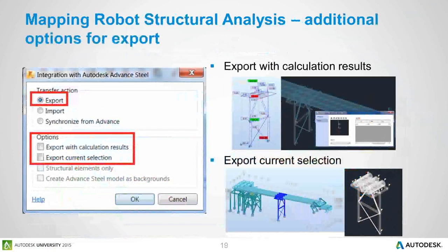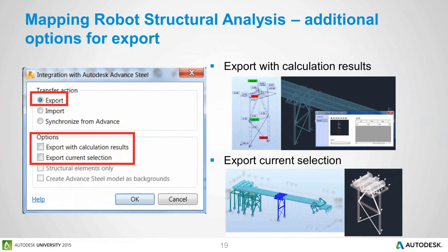The export with calculation results sends the model with stored results from Robot to an SMLX file. In Advanced Steel, it automatically creates nodes in the transferred model. These nodes contain information about supports, releases, and values of internal forces from Robot, which you can use to perform code checking of connections in Advanced Steel.